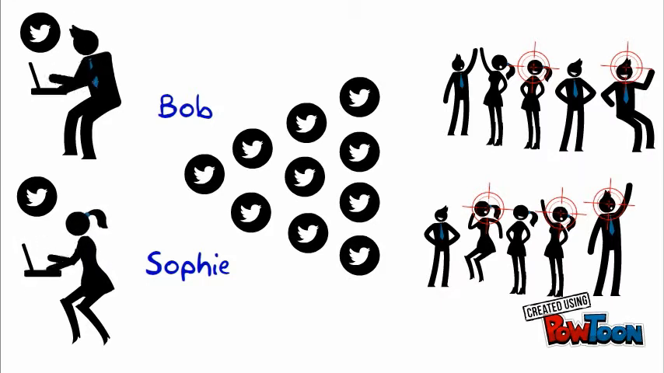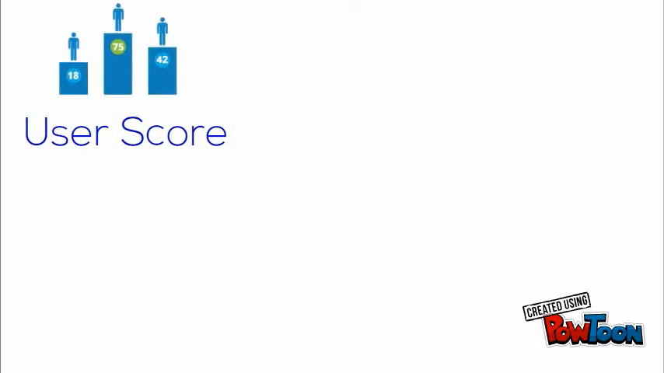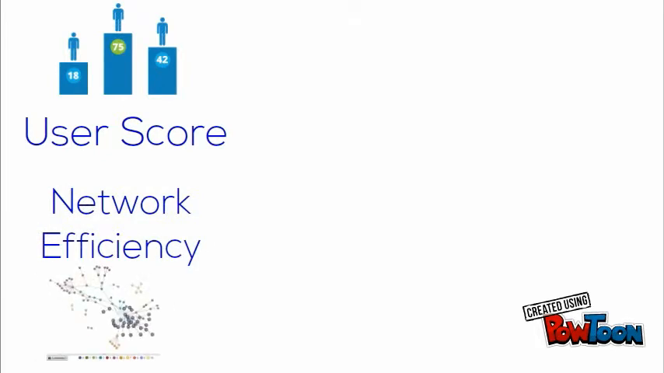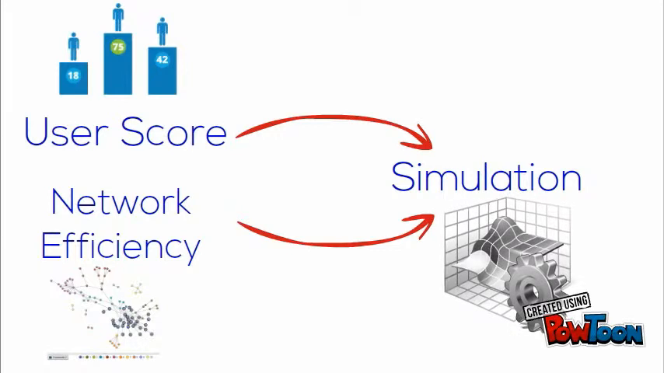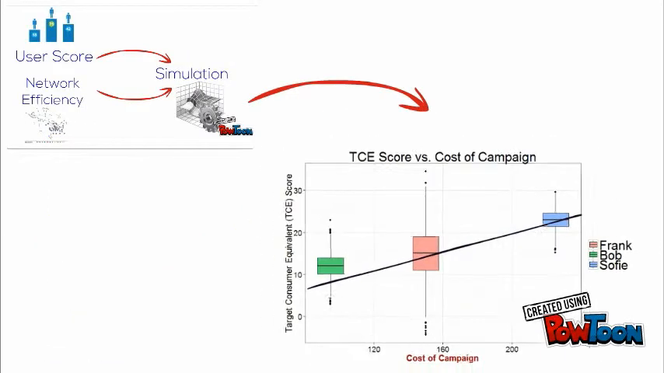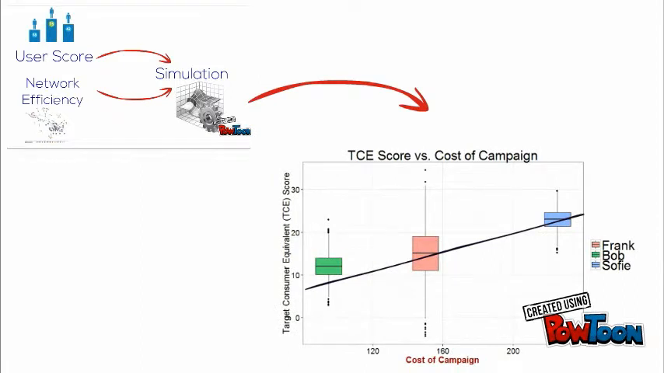Part one is the user score. So this is a score for each follower in the network. Then there's the network efficiency for each influencer. These two parts feed into the third part, which is a simulation model. From the simulation model, we can get a distribution of scores among influencers and more powerfully compare them with some statistical metrics. Now let's explain this part by part.